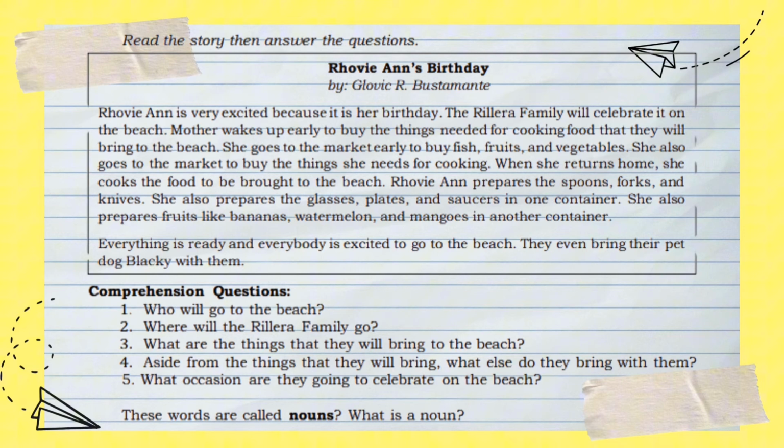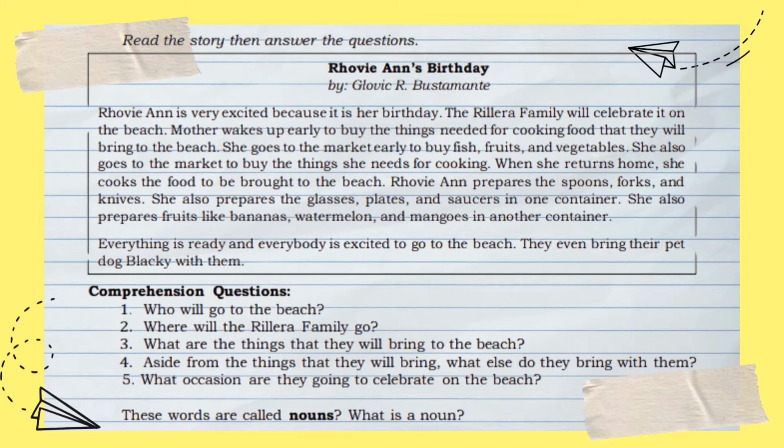Okay, so we have here a paragraph. Let's read the story and answer the questions. It's Rovi Ann's birthday. Rovi Ann is very excited because it is her birthday. The Riliera family will celebrate it on the beach. Mother wakes up too early to buy the things needed for cooking food that they will bring to the beach. She goes to the market early to buy fish, fruits, and vegetables. She also goes to the market to buy the things she needs for cooking.